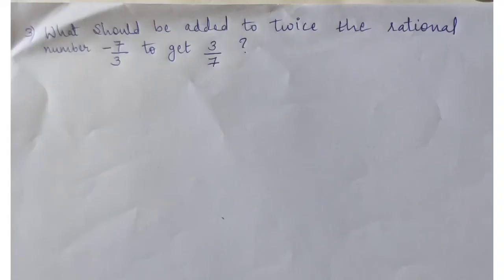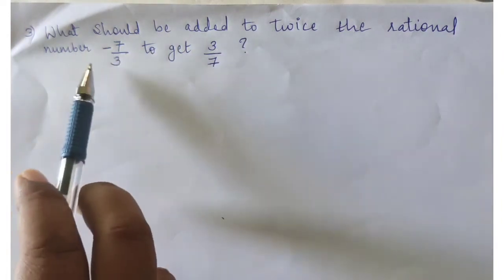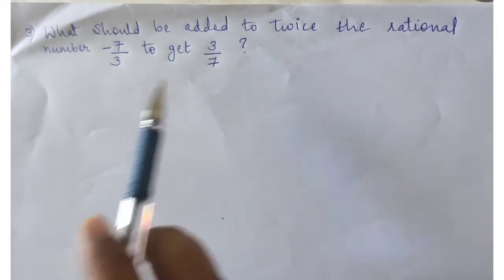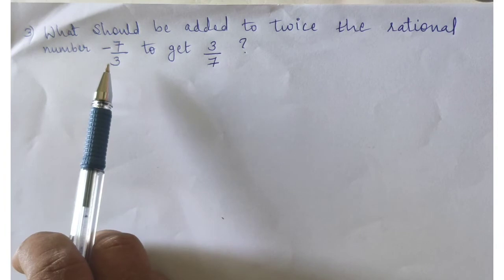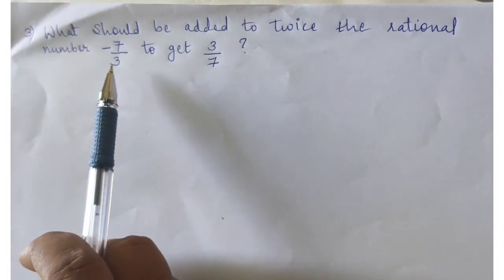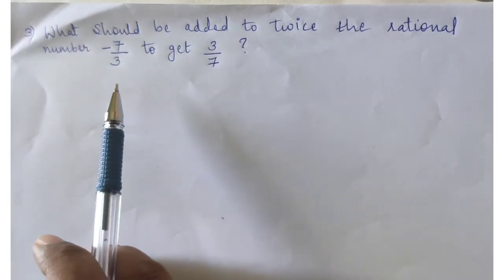Let us solve the third problem here. What should be added to twice the rational number negative 7 upon 3 to get 3 upon 7? So we have a rational number that is minus 7 upon 3. What should be added to the 2 times of this rational number? So whatever rational number we have here, we will have to multiply it with twice.